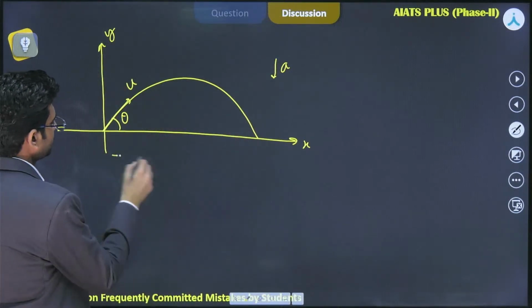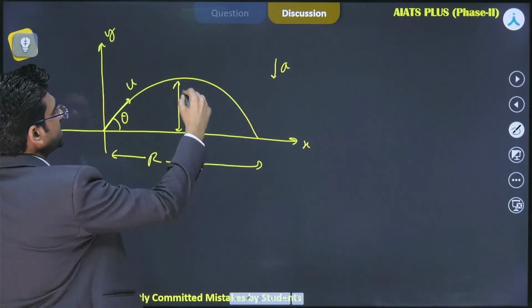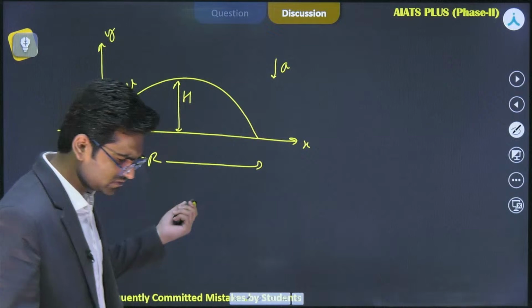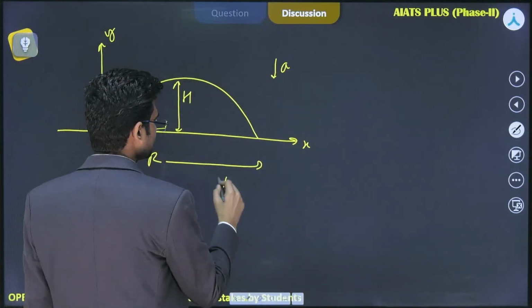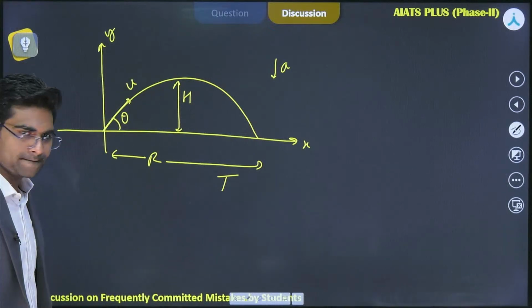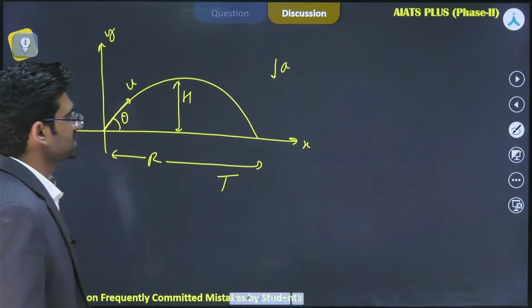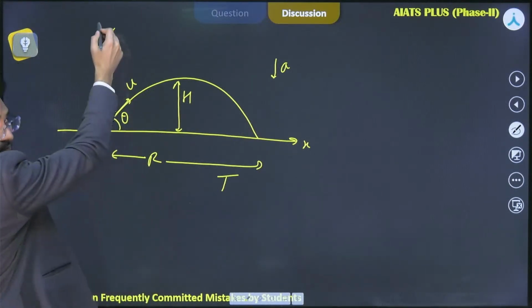Okay, now we know this is R, the range, this is the maximum height, and what is the other standard parameter which we use here, that is T, right? Time of flight, T. So R, H and T. Now just by observation, let's see what is happening here. Okay, so this is y.